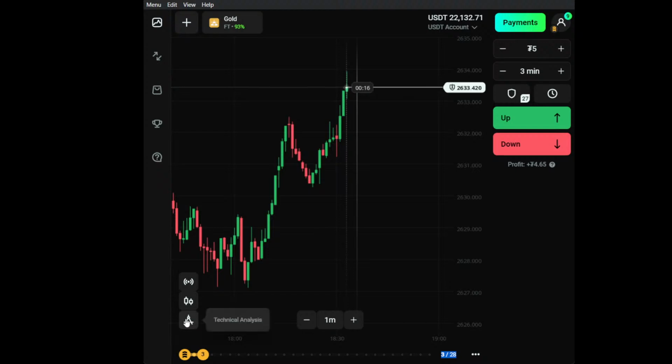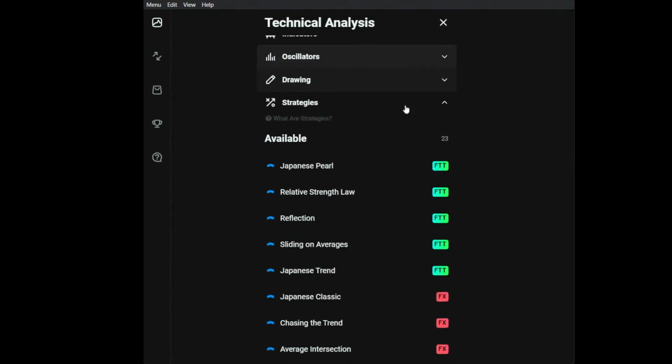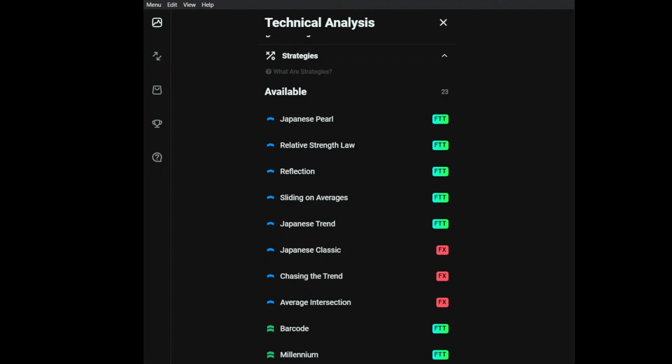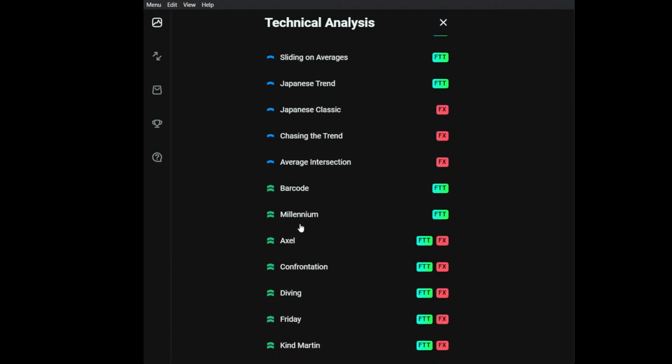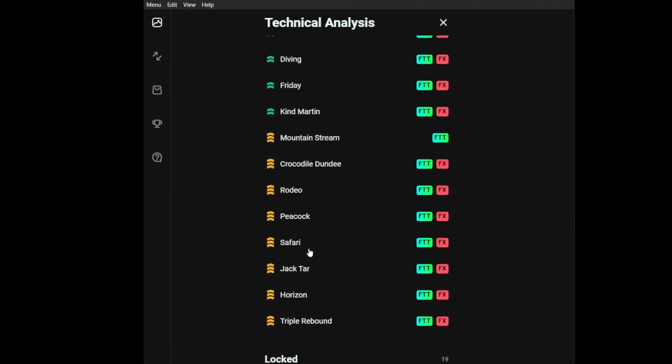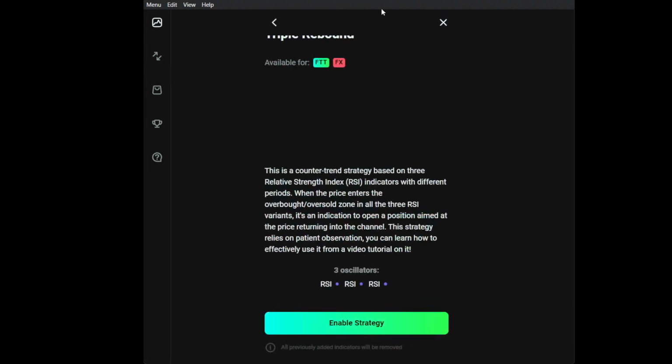Now this capital letter A is where you can see the strategies and indicators. Obviously, triple rebound is an expert level strategy. The strategies with a blue arrow are the basic, starter level. The green ones are the advanced level, and the yellow ones are the expert level. Now I am talking about one of the most premium strategies, the expert level strategy, and that is triple rebound. Now what is triple rebound?